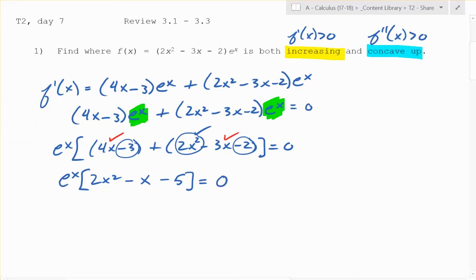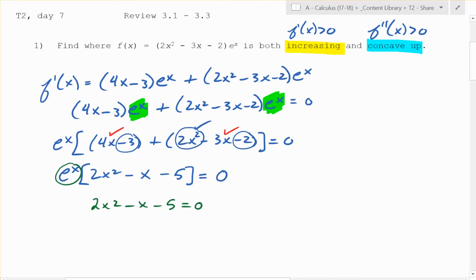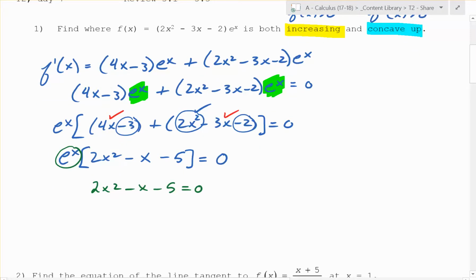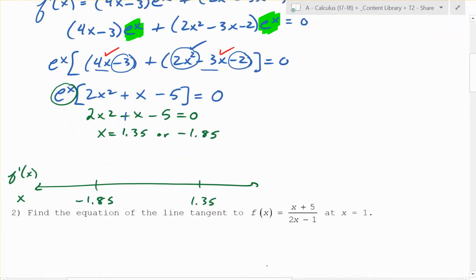So now we want to know when this is equal to 0. Well, e to the x is never equal to 0. E to the x is always positive. So we're now going to solve 2x squared minus x minus 5 is equal to 0. And that's a quadratic, and you want it to be nicely factorable. Oh, and as you might have just noticed, this should be a plus x, and that should be a plus x right there because it was 4x minus 3x. It's positive x. Whoops. So it turns out it's not nicely factorable, so you have to use the quadratic equation, and you get these two values, x equals 1.35 or negative 1.85.